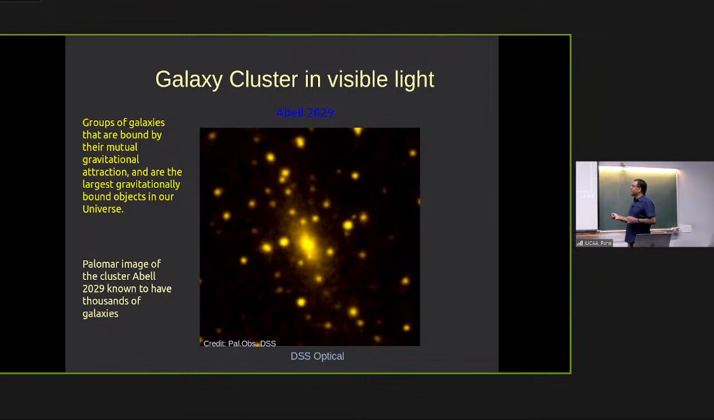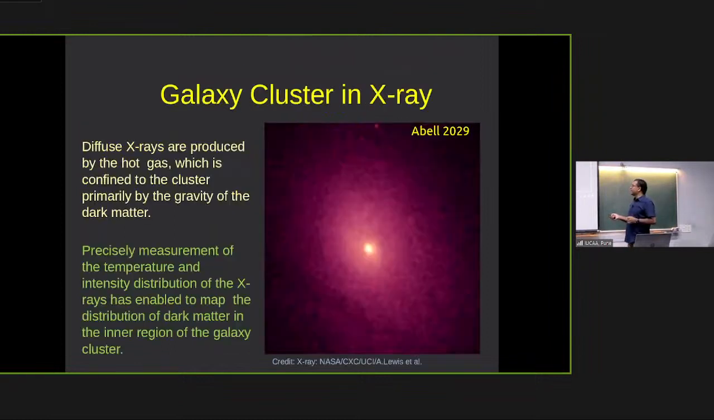The same thing, if you look at it in X-rays, the picture is completely different. This is the X-ray image of a galaxy cluster. You do not see the individual galaxies. What you see is a diffuse emission from the cluster. Essentially, what's really happening is that the medium between the galaxies, the so-called intra-cluster medium, is filled with hot gas at multi-million degree temperature, and that hot gas is making this very diffuse and smooth emission because of thermal processes.